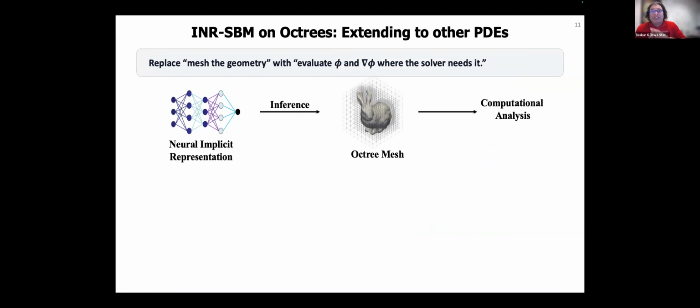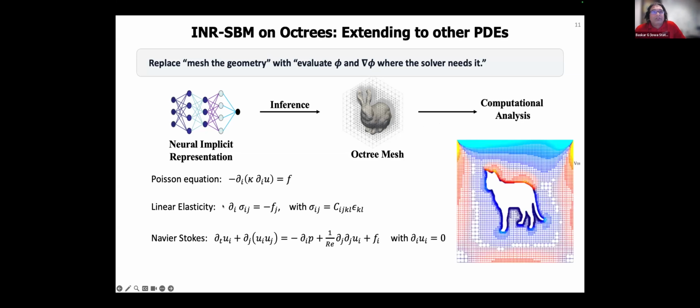So what did we do? We started with a neural implicit representation. We use the neural implicit representation with the shifted boundary method essentially, so we don't have to create the geometry. We replace meshing the geometry with something as simple as evaluating the neural level set phi and gradient of phi, and then run the solver.